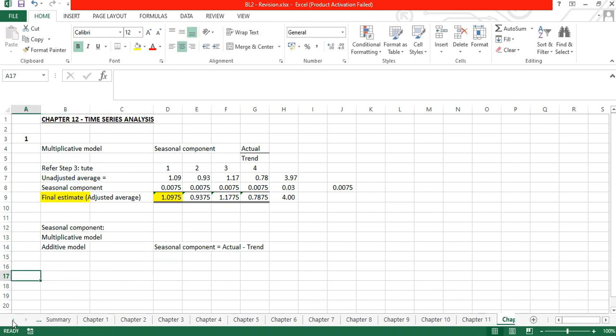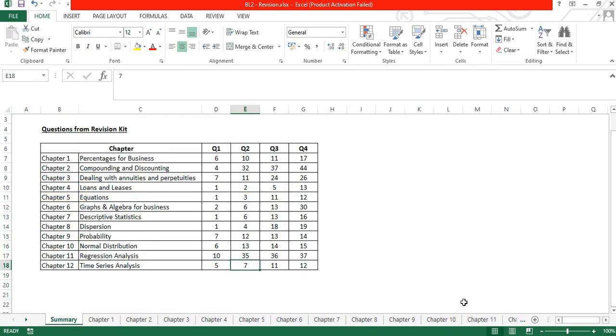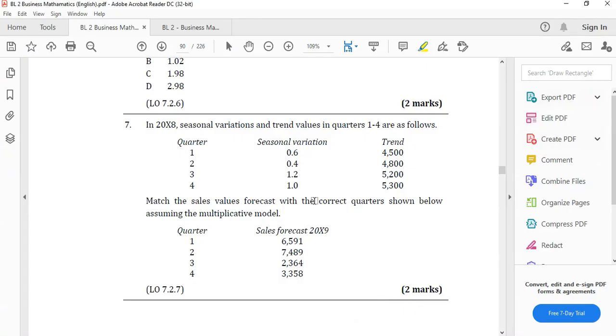Alright, next question. Question 7. They say in 2008 seasonal variations and trend values in quarters 1 to 4 are given. Match the sales value forecast. Now when you see forecast, you should remember the last part of our lecture in your tute, where we did how to calculate the value of a forecast when the trend is changing. And we use two methods, the additive model and the multiplicative model.